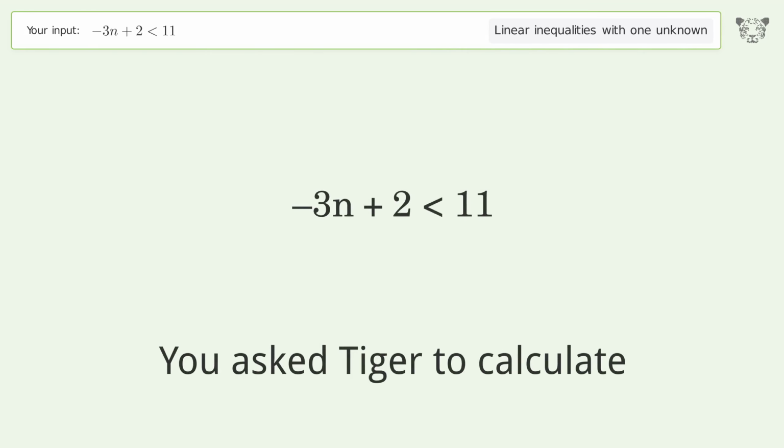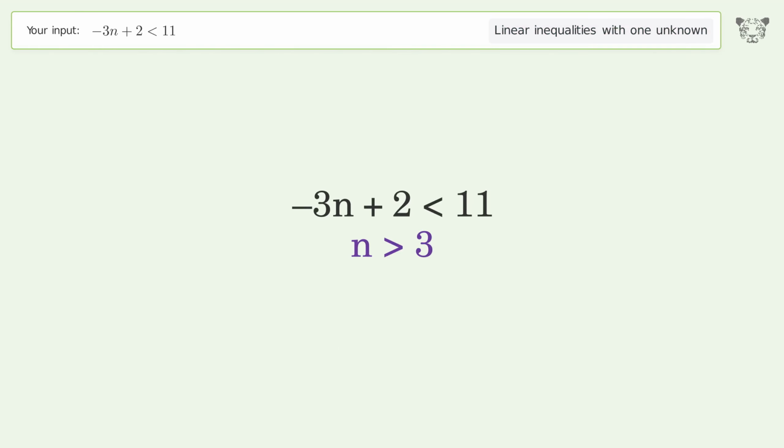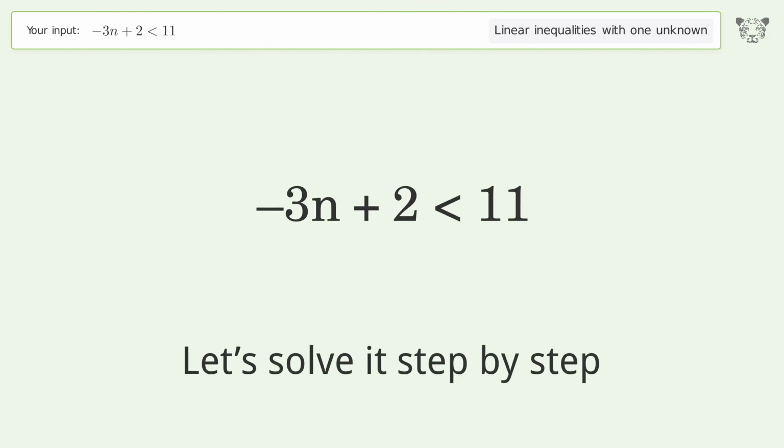You ask Tiger to calculate. This deals with linear inequalities with one unknown. The final result is n greater than -3. Let's solve it step by step.